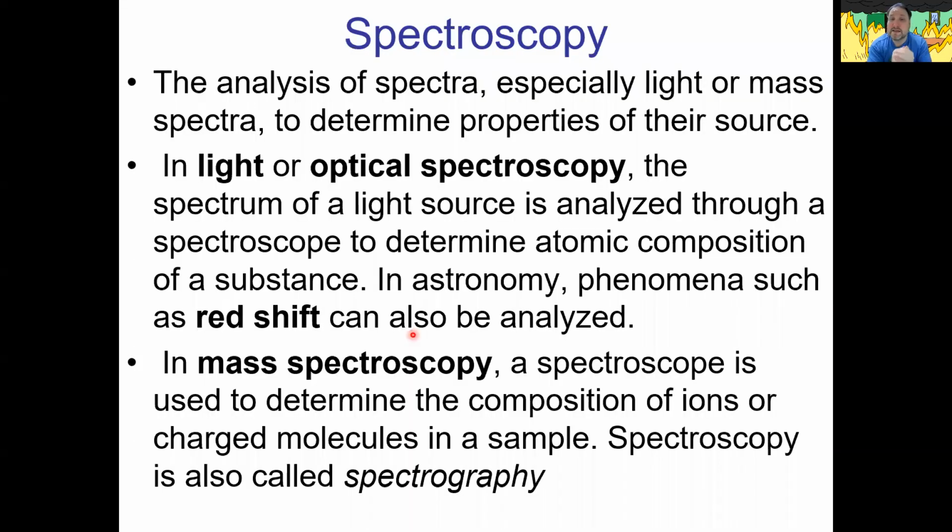So spectroscopy is the analysis of spectra, especially light or mass spectra, to determine properties of their source. In light or optical spectroscopy, the spectrum of a light source is analyzed through a spectroscope to determine the atomic composition of a substance. In astronomy, phenomena such as redshifts can also be analyzed, and we can learn things like how far away a star is by knowing how fast it's moving. In mass spectroscopy, a spectroscope is used to determine the composition of ions or charged molecules in a sample.